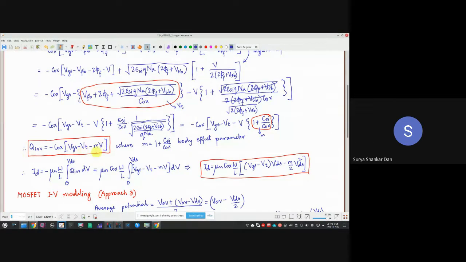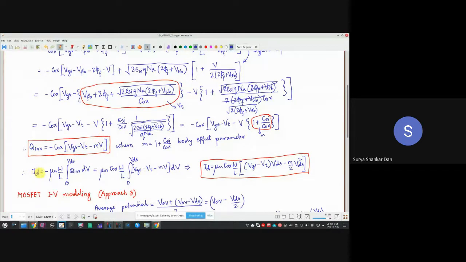So this is a very important expression for the inversion charge, which, as you can clearly understand, is a function of V. Therefore, it is a function of X as well. So the inversion charge inside the channel simply varies with respect to the distance X. Okay. All right. So how to obtain the ID?